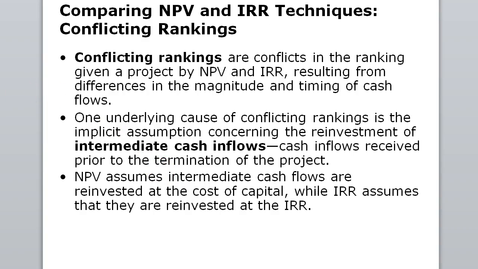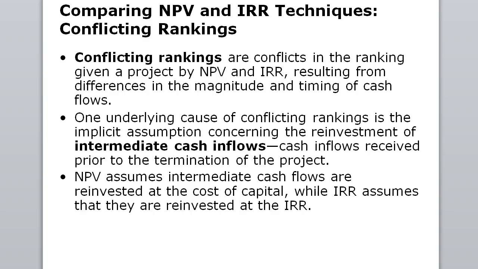Okay, now let's go back a bit to talk about what if these two rankings are conflicting. The conflicts in rankings between net present value and internal rate of return result from differences in the magnitude and timing of the cash flows, because internal rate of return and net present value look at these cash flows in slightly different ways. So one underlying cause of the conflict is the assumption about how the cash flows are going to be reinvested, at the rate of the project.